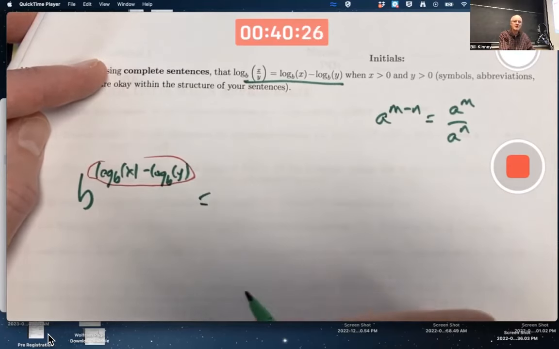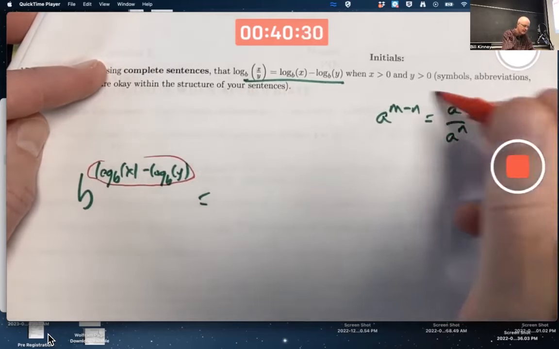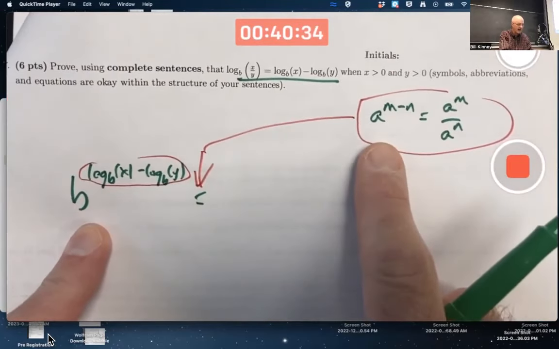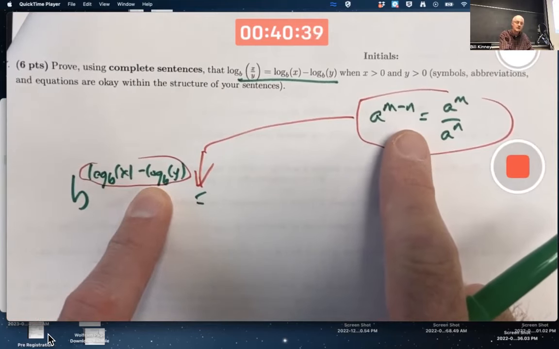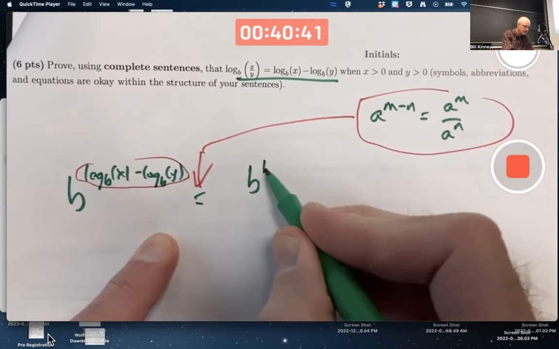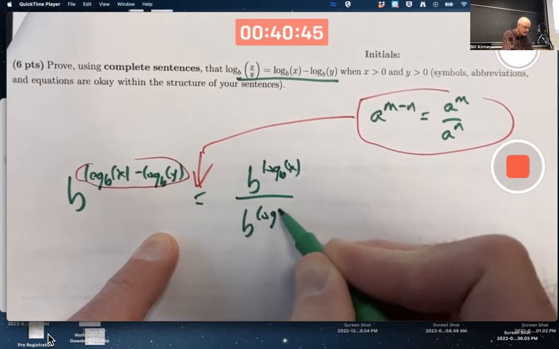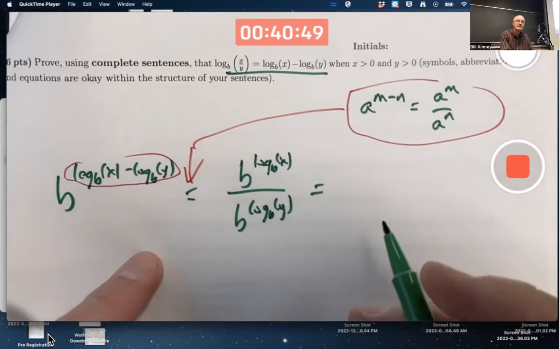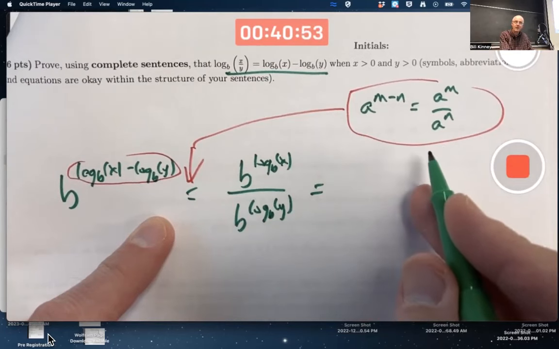Oh, I got the difference of two numbers in that power. Now I have to use this property here. With b playing the role of a, let this log play the role of m and this log play the role of n. Use it. B to the log base b of x divided by b to the log base b of y. Sometimes there's just so many symbols. It's like, what does it all mean? It's easy to get confused. But that's what I did there. I applied that property.